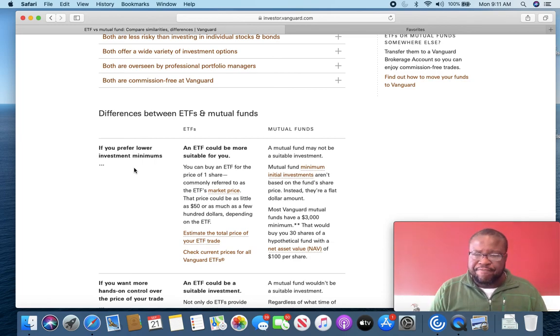That's it. If you have the money to buy one share of the ETF, you're in. If you prefer a lower investment minimum, a mutual fund may not be suitable for you. Like I said before, a lot of times these mutual funds have a minimum or threshold investment. For example, it says here most Vanguard mutual funds have a $3,000 minimum. So what that means is that without $3,000, you're unable to get into some of these Vanguard mutual funds.